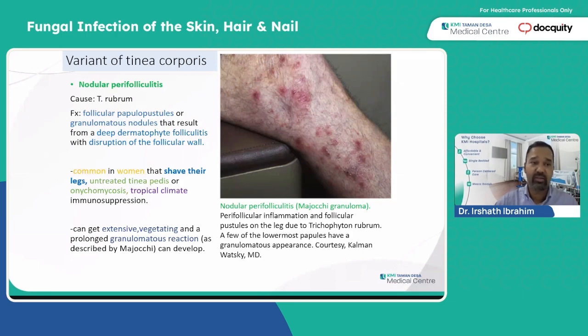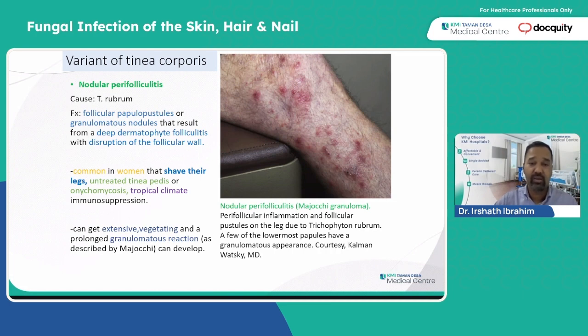Patients may be immunosuppressed or living in tropical climates. So you tend to get all this, and sometimes you get extensive vegetating lesions or granulomatous lesions. So that's why it is known as Majocchi granuloma, nodular perifolliculitis.